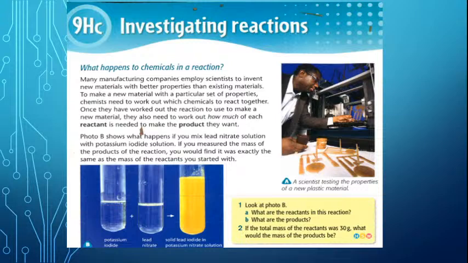Why do we require different compounds? Because we know that various manufacturing companies employ scientists to invent new materials. So how can we get a new material, and why is a new material required? Because when we get a new material, obviously it will have better properties in comparison to the existing material, right? And that's why we always try to find more improved products, right?